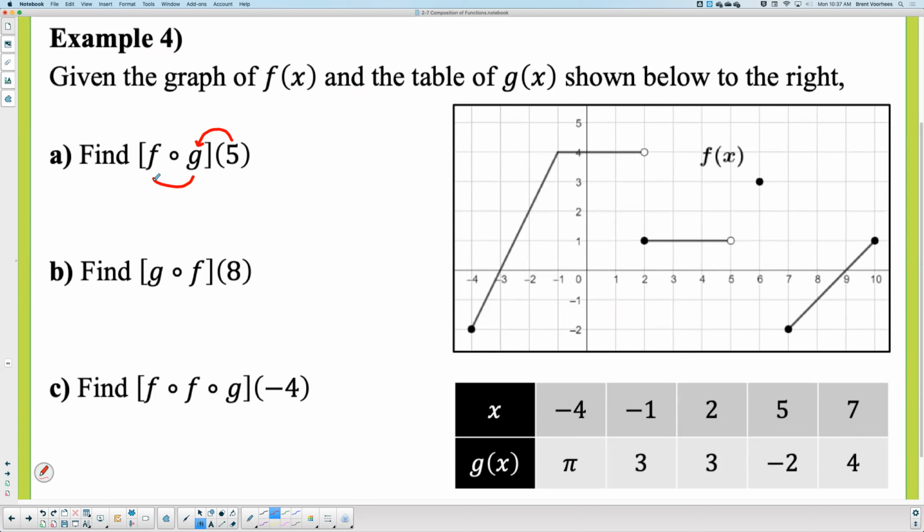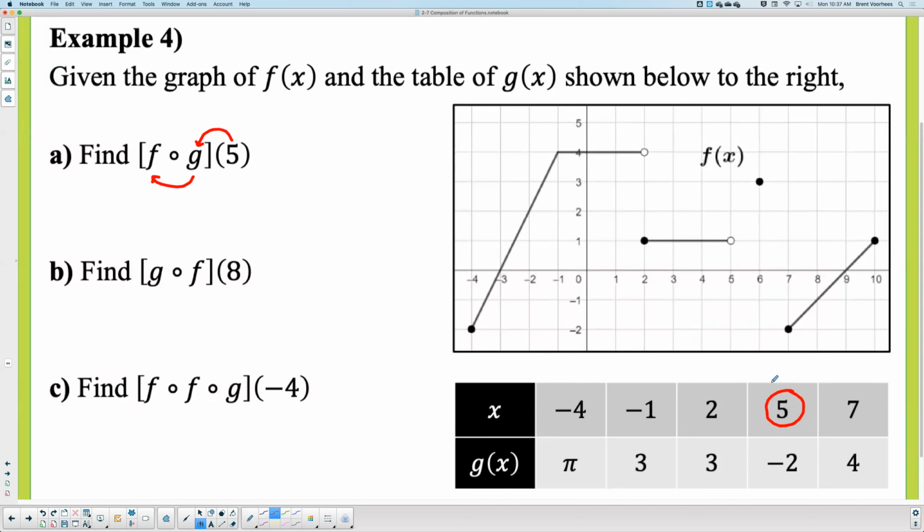So go to g's equation. Here's g. And you're plugging in 5 into g's equation. That means you need x of 5. So you see this x right here? This is for part A. I'll do red. So what does 5 produce in g's equation? -2. We got a -2.